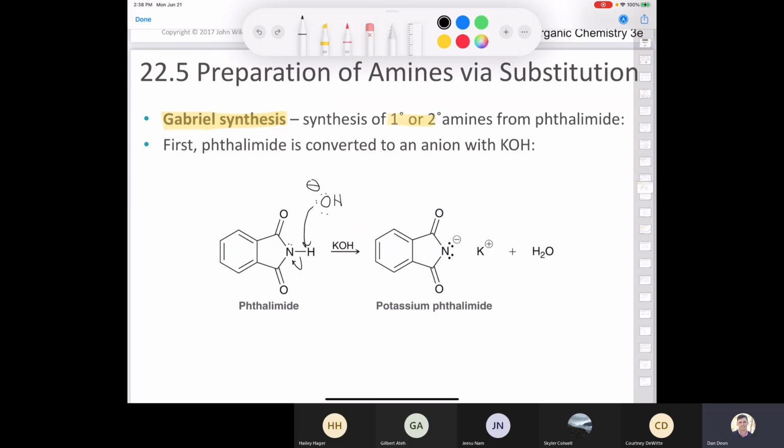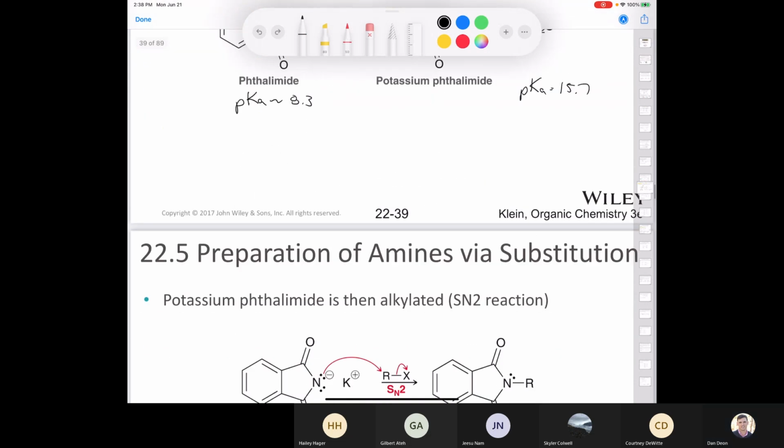Now the pKa of phthalimide is around 8.3, I think, or something like that. And the pKa of water is 15.7. So of course you can see that the equilibrium is going to lie to this side right here.